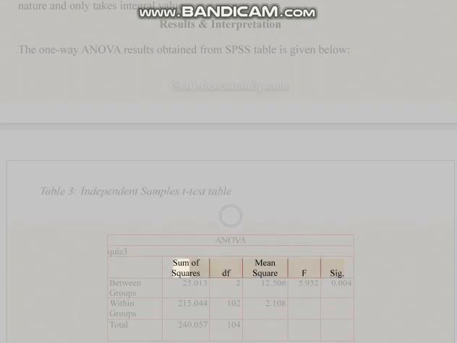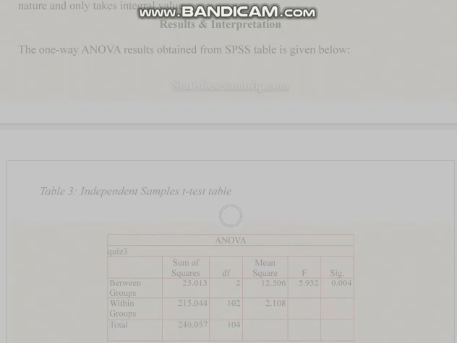ANOVA, Quiz 3: Sum of squares, df, mean square, F, Sig. Between groups: 25.013, 2, 12.506, 5.932, 0.004. Within groups: 215.044, 102, 2.108. Total: 240.057, 104.